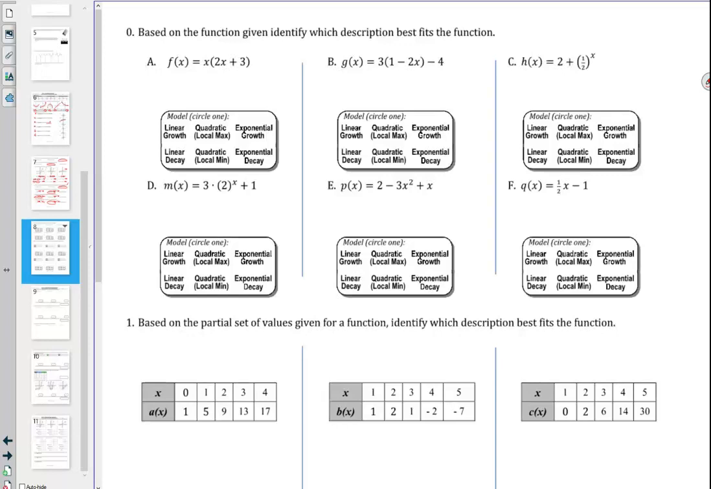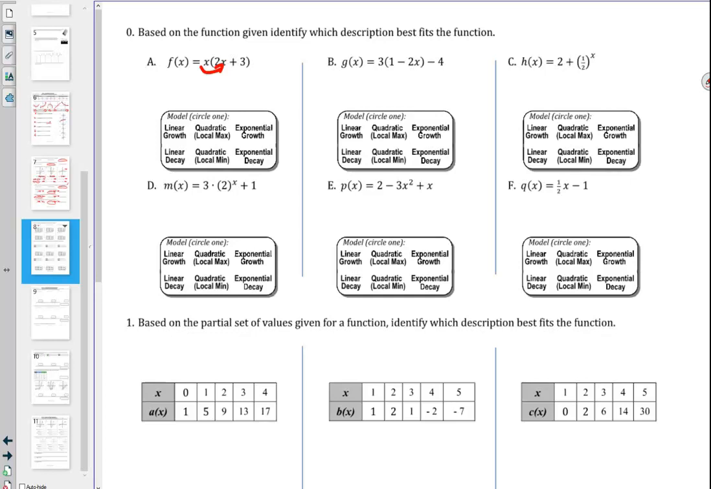Okay. Based on this function, identify which description best fits the function. That's not based on the function given. Identify which description. It's like too simple. Even though you can't see it here, if I were to distribute this x with the x, it would become x squared, right? So which one's this one? What is this one going to be? Yeah, it's definitely going to be quadratic.